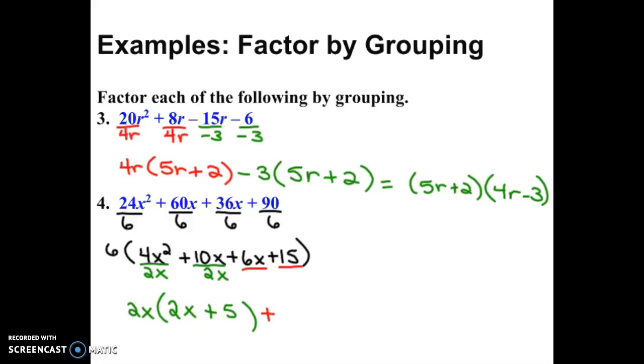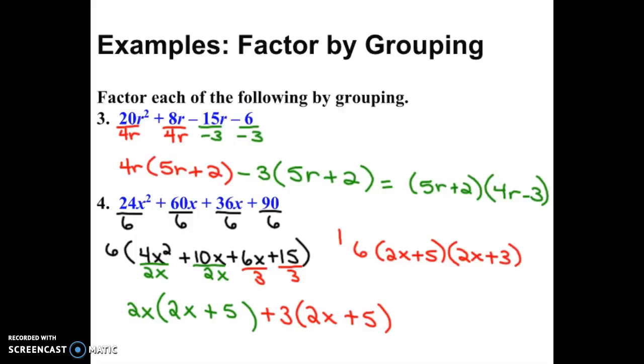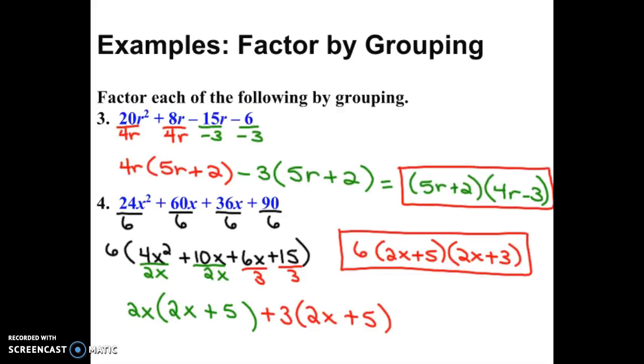My second two terms, the greatest common factor of those is 3. So when I take a 3 out of both of those, look what I'm left with. I'm actually left with a 2x plus 5 again. Again, that's how you know if you're doing it correctly, if you can get the same thing to show up in parentheses. So my final answer at the end, both of those have a 2x plus 5 in common. When you take that out, you're left with 2x plus 3. And then I need to remember to go back and put the 6 that I originally took out of the problem out front. So those are your two answers for number 3.